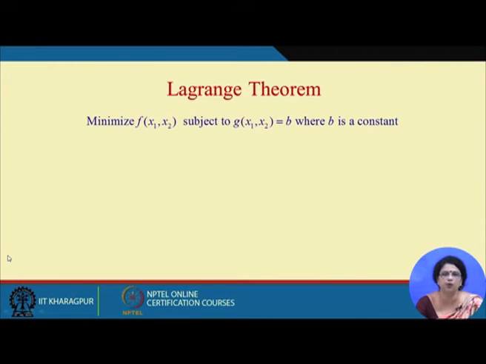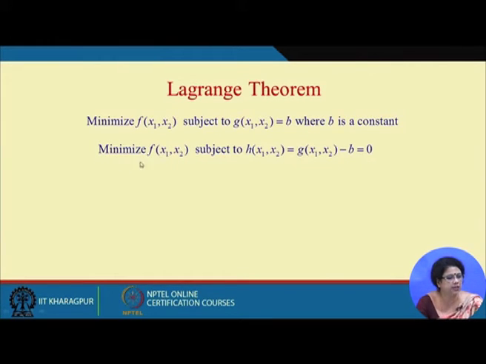In the Lagrange theorem, we consider a two variable function, which is the objective as well as the constraint. We are considering minimization of f(x1, x2) subject to g(x1, x2) equal to b. Here the functions f and g, only one constraint I have considered, are of nonlinear type and b is a constant. Then we can make this minimization of f(x1, x2) subject to h(x1, x2) equal to g minus b equal to 0. There is no harm in doing it, because we just subtract b from both sides.